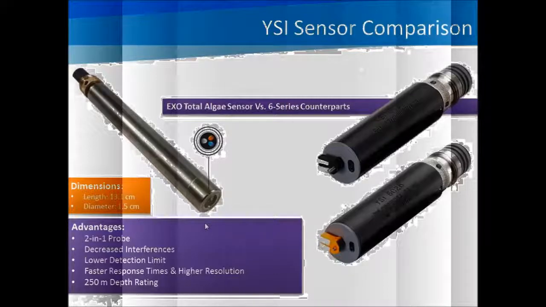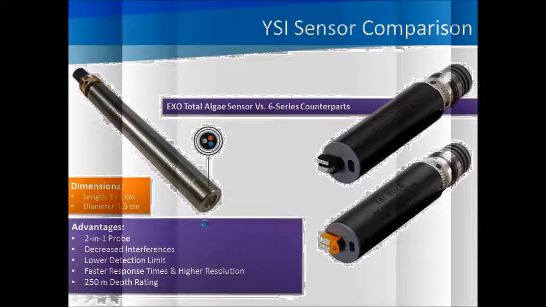The total algae probe can also detect lower concentrations of chlorophyll with higher resolution and with faster response times compared to its predecessor 6 Series model, while its titanium housing also allows it to be used deeper underwater and makes it insensitive to corrosion.